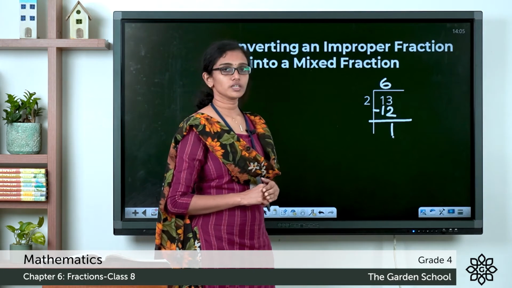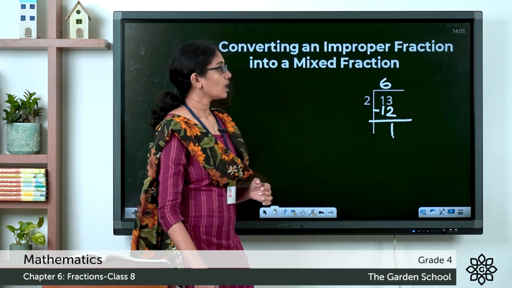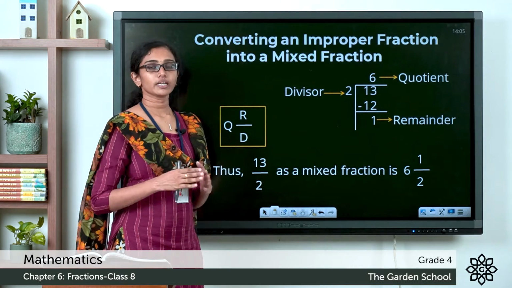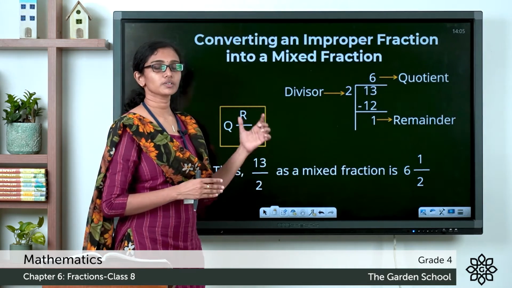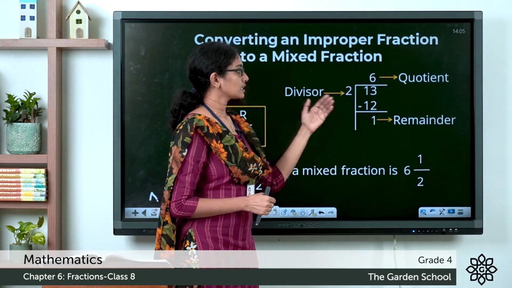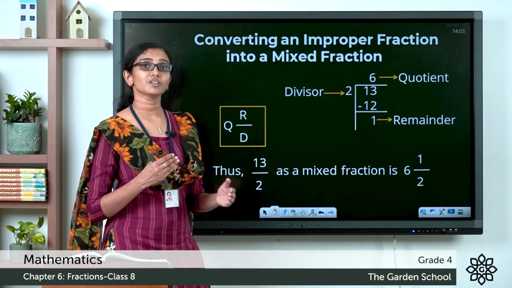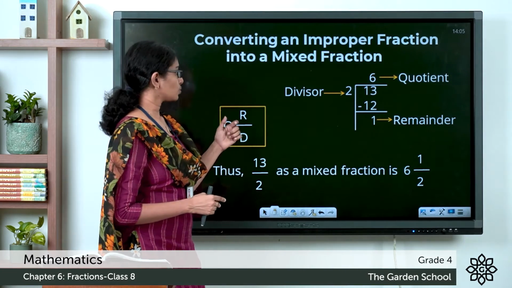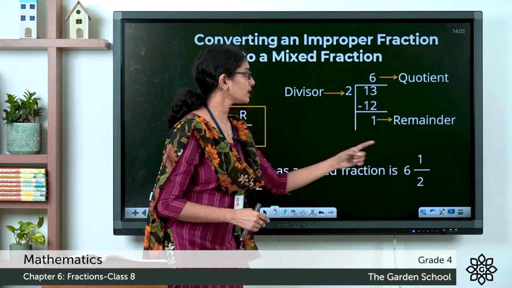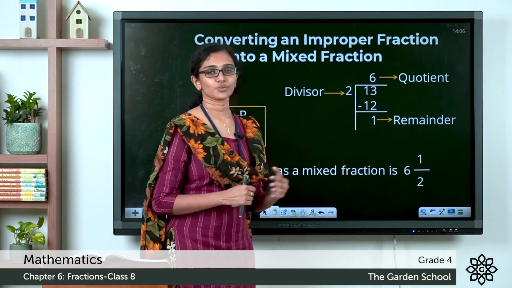Now we have a quotient, a remainder, then the divisor and the dividend. So with the formula Q R by D, we can write the mixed fraction corresponding to the given improper fraction. So we have this quotient 6, the remainder 1 and the divisor 2. Therefore, 13 by 2 written as a mixed fraction would be Q, the number 6, R, remainder 1 and then the divisor 2. So it is 6 1 by 2.